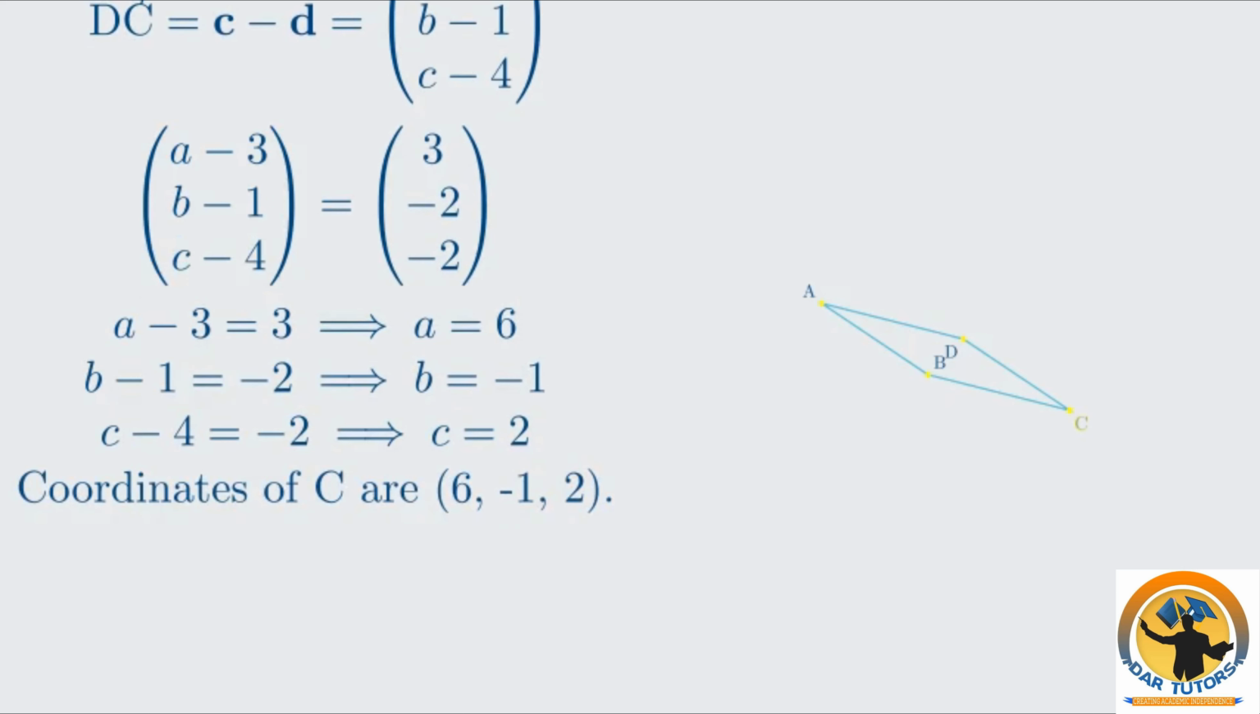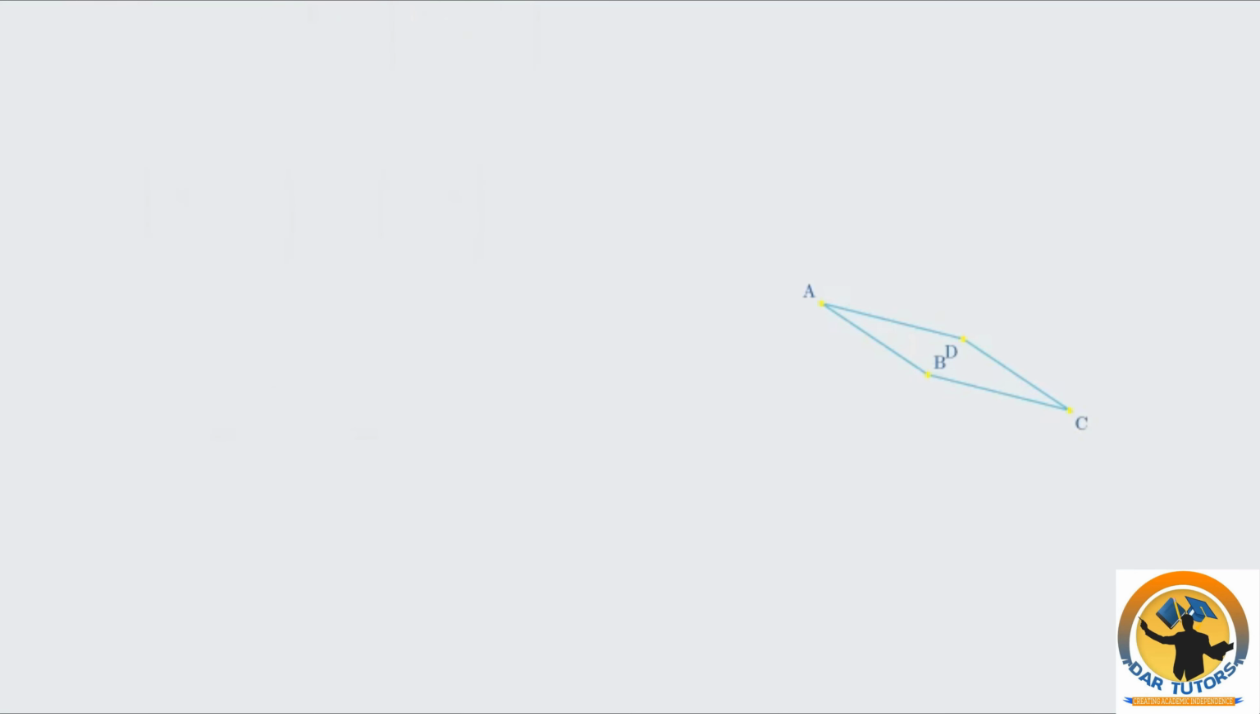Therefore, the coordinates of vertex C are (6, -1, 2). A great way to check your answer is to use the property that the diagonals of a parallelogram bisect each other. This means they share the same midpoint.